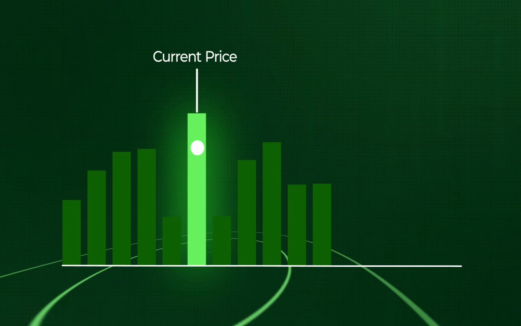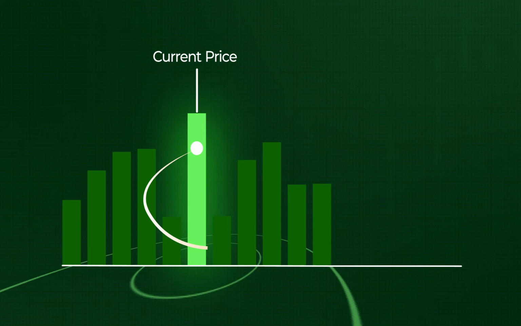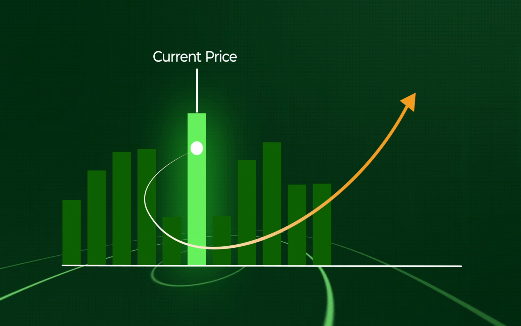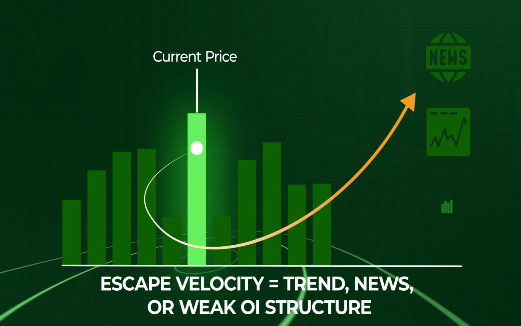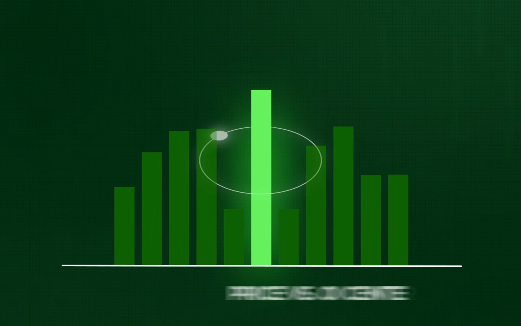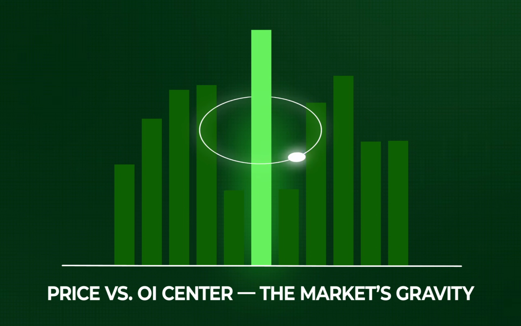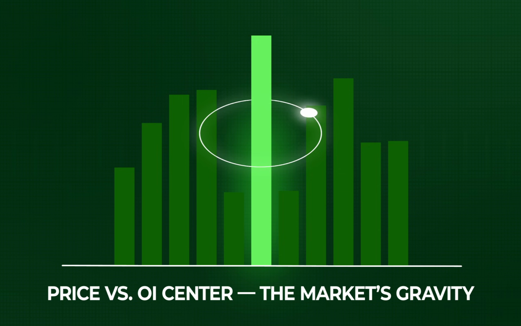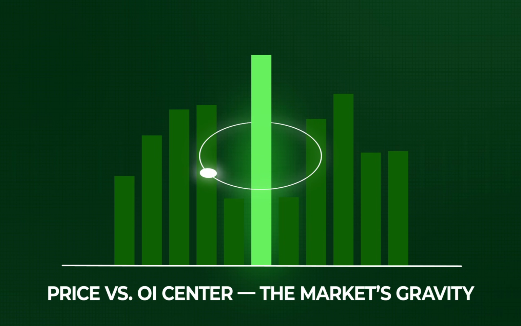But just like in physics, gravity isn't absolute. Sometimes the market can reach escape velocity, which in our case can be a strong trend, breaking news, or a highly distributed open interest structure that can let price move freely beyond that center, at least for a while. Still, keep this mental picture in mind. Price orbiting around the open interest center, occasionally breaking free, but always feeling its pull. Because the market's gravity concept is the foundation for everything that follows.